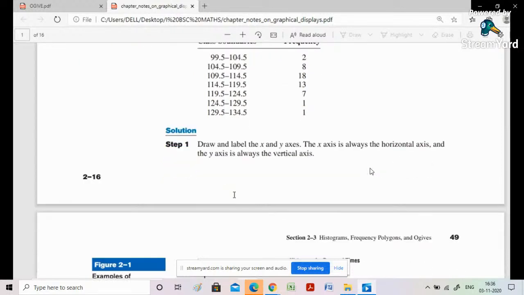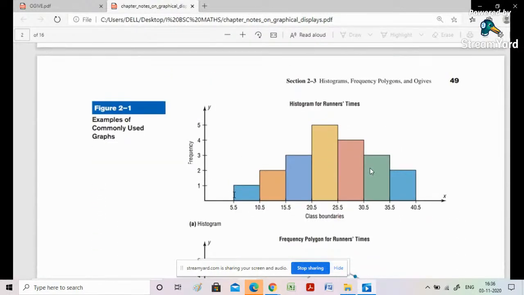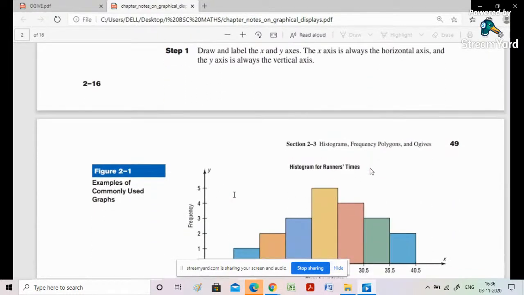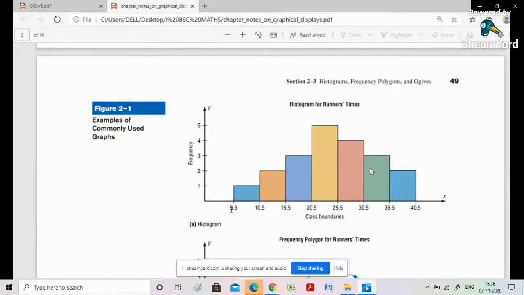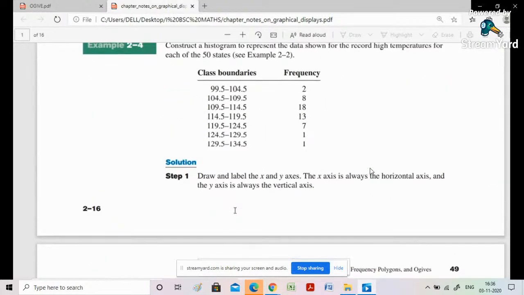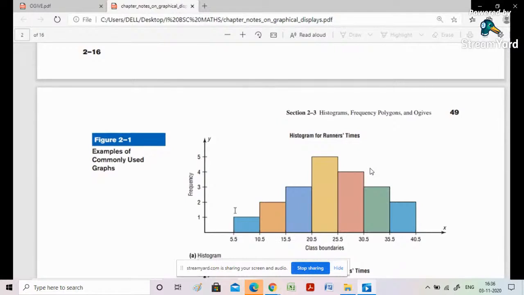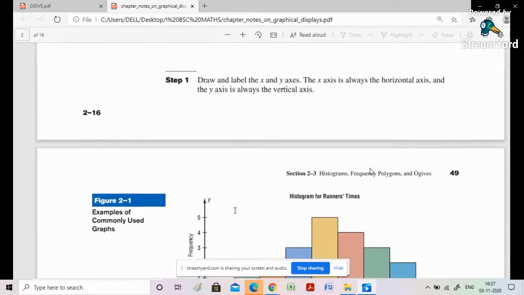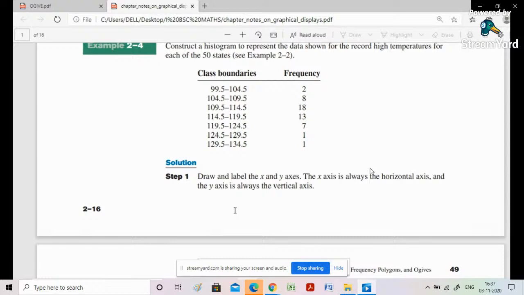So how can we draw a histogram? This is the histogram corresponding to this data. You just represent the region. Here 99.5 is represented as 5.5, and 104.5 is written as 10.5. So 94 is reduced from each of the class boundaries.